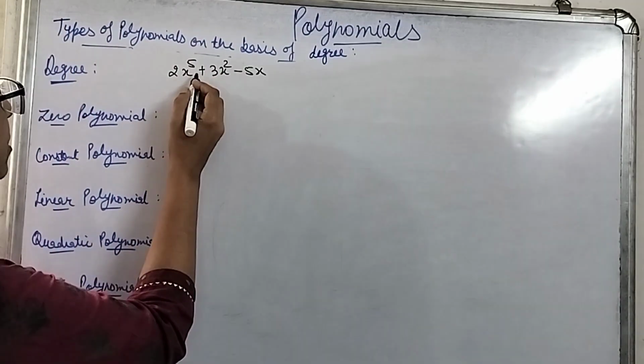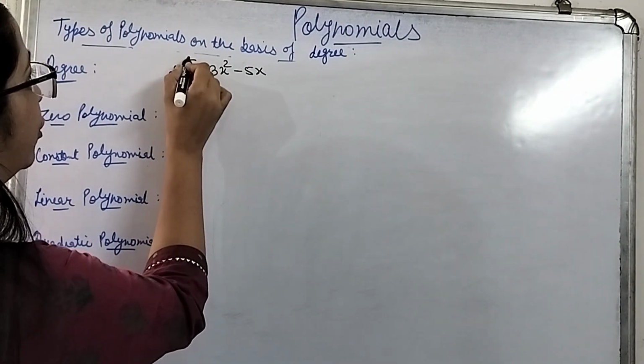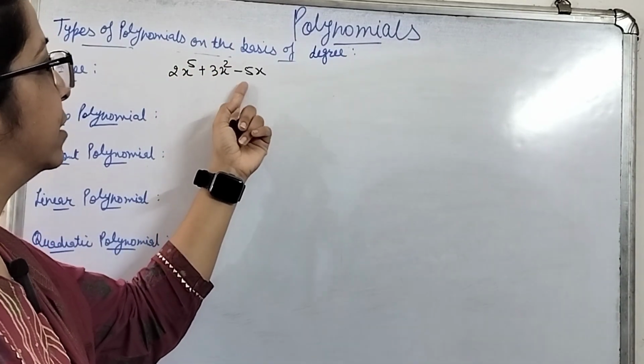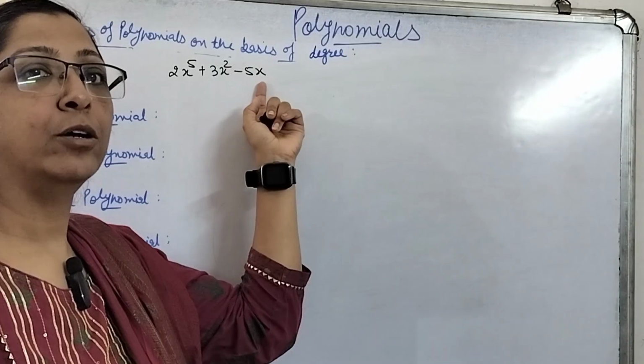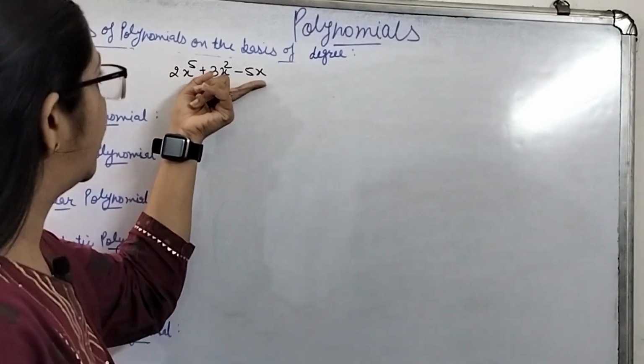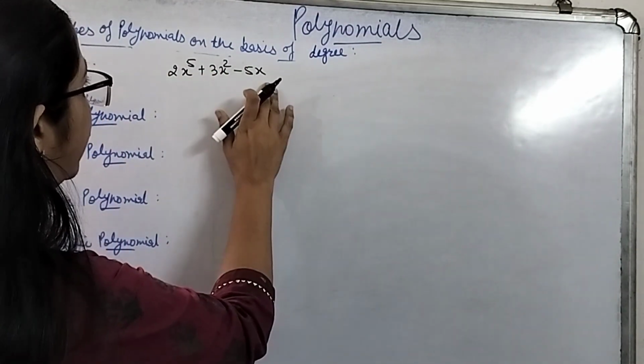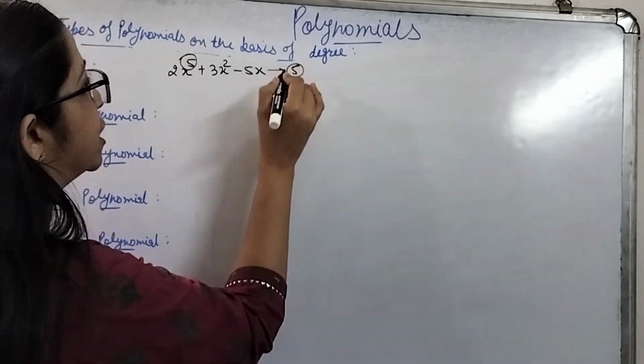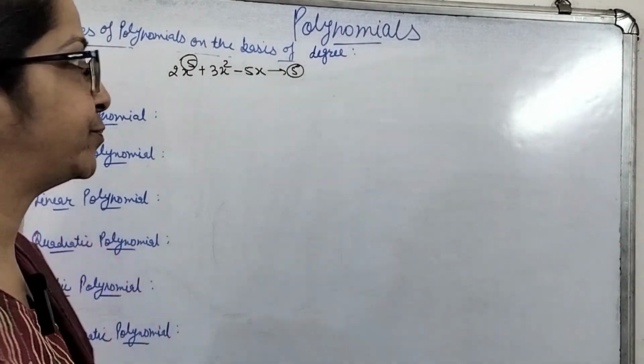Over here, in the first term, the power of the variable x is 5. In the second term, the power of the variable x is 2. In the third term, the power of the variable x is 1. So in this polynomial, the highest power of the variable in any of the terms is 5. That's the reason the degree of this polynomial will be 5.